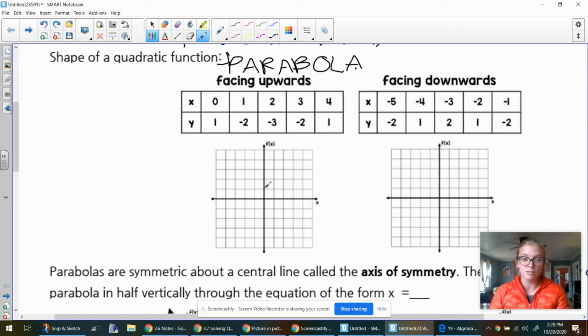So let's graph this graph. We have a point at 0, 1, a point at 1, negative 2, a point at 2, negative 3, 3, negative 2, and 4, 1. So this would be a parabola that opens upward. Then our next parabola, we have a point at negative 5, negative 2, negative 4, 1, negative 3, positive 2, negative 2, 1, negative 1, 2. This is a parabola that opens downward.